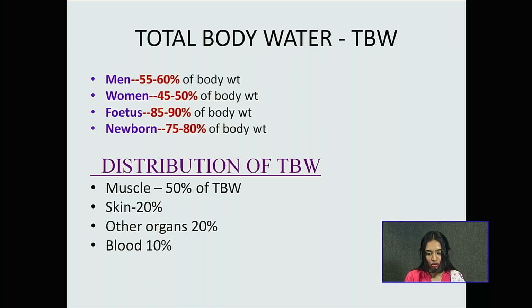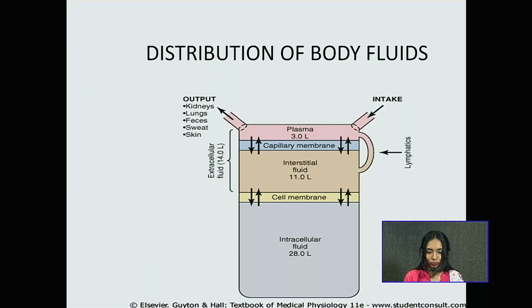Then comes the distribution of total body water. Muscle, being the most, holds 50% of total body water. In skin it is 20%, in other organs it is 20%, and in blood, the least, 10%.